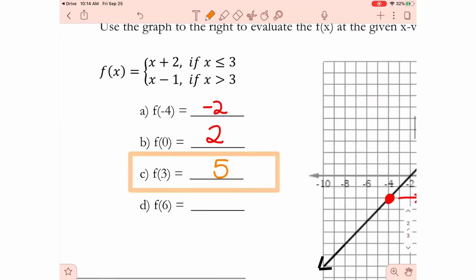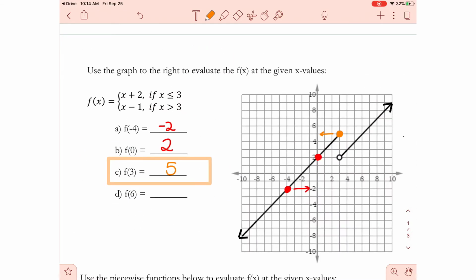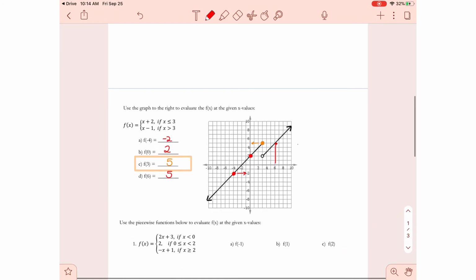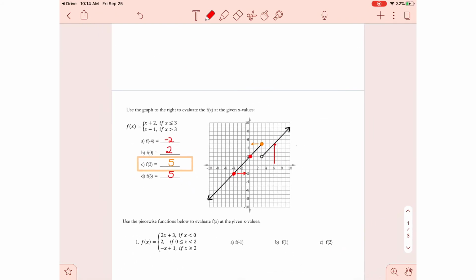So that's the answer. And then last but not least, f of 6, the function is up here. Oh, it's also at 5. All right.